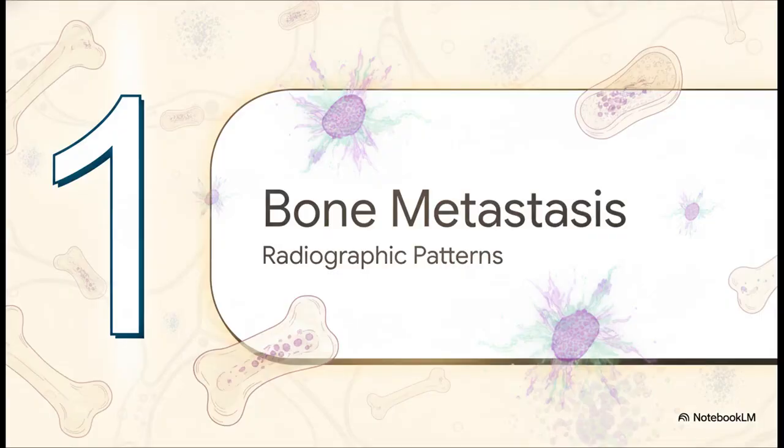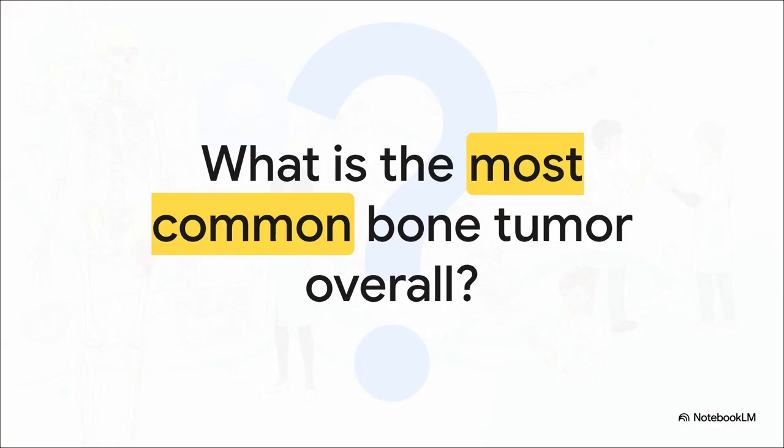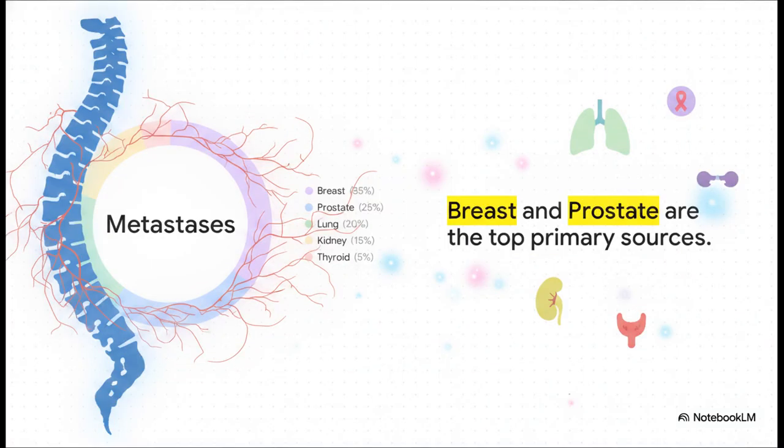Section 2. Patterns of bone metastasis. Moving right along, what is the most common bone tumor overall? Is it A, osteosarcoma, B, osteochondroma, C, Ewing sarcoma, D, metastatic tumor, or E, multiple myeloma? And the answer is D, metastatic tumor.